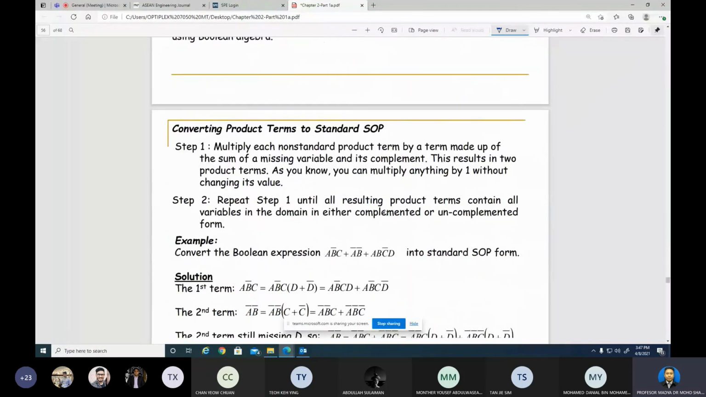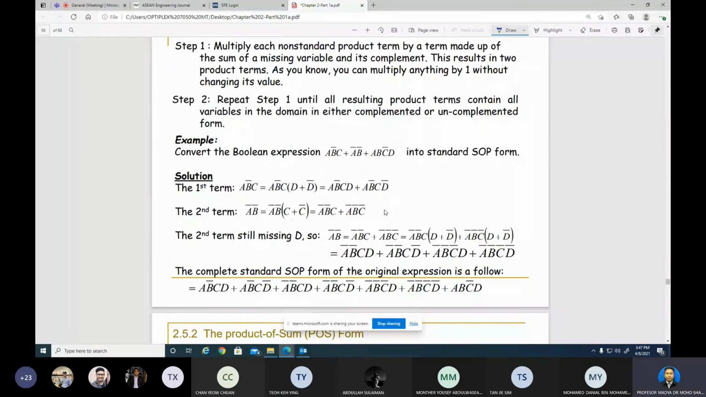So how to insert? Okay, we have to use this formula. This one we want to insert the C, so you have to insert C plus C bar. All right, actually C plus C bar is 1. If you multiply, it is a 1, right? So for example if you want to substitute the value of D, just multiply by D plus D bar. Clear? For example if you want to substitute the value of B, then B plus B bar.